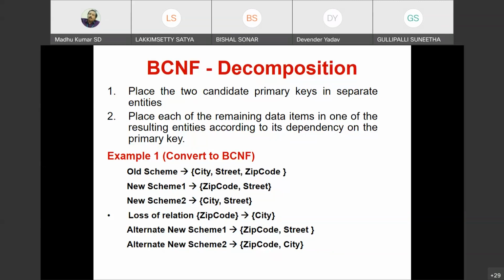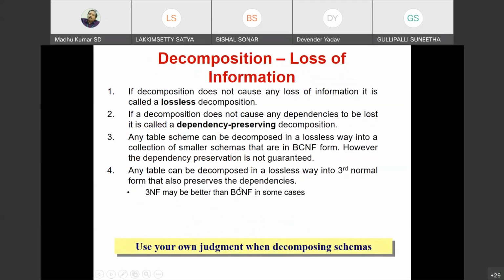Okay, that is correct. So even though both the decompositions are not losing any data, you are actually losing the functional dependency of zip code or pin code determining city in the case of the first decomposition. All right. So read about loss of decomposition in this slide. What Laushe has said is correct. There is a loss of information. So just read what it is in this slide.